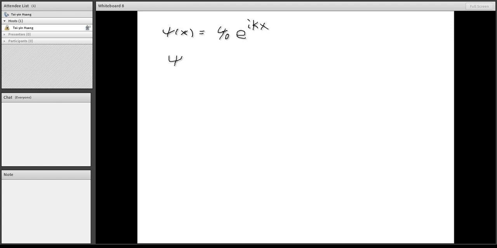So if you have this, you square it. So you have the constant, you square it. And when you have the e to the ikx, when you square it, basically you're multiplying this by e to the minus ikx. So the ikx times the minus ikx just gives you 1. So this whole thing becomes this.